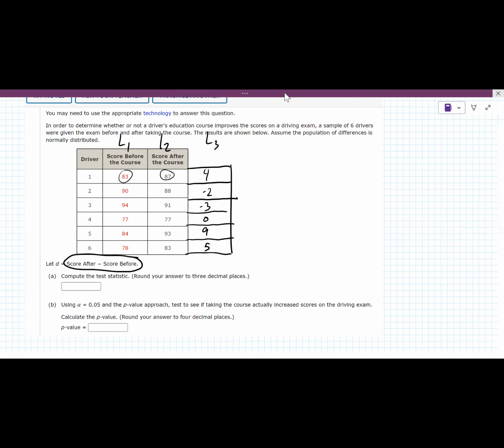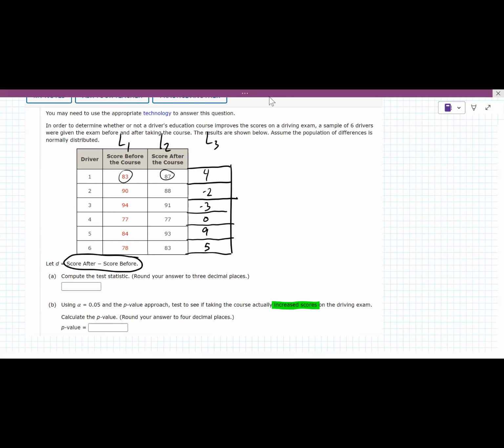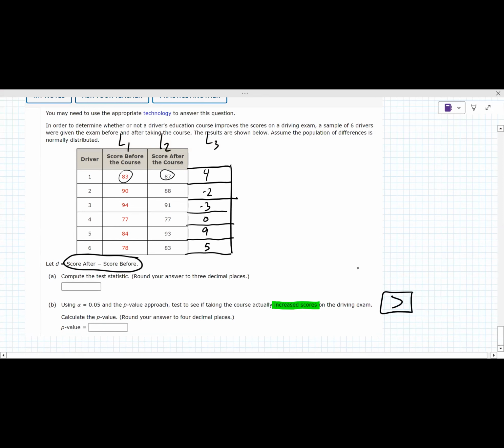But this time, down here, it says actually increase the score. So you're looking for the greater than, that's the one you want to highlight when you're doing this. For 77 and 77, would you just put 0? Yes.